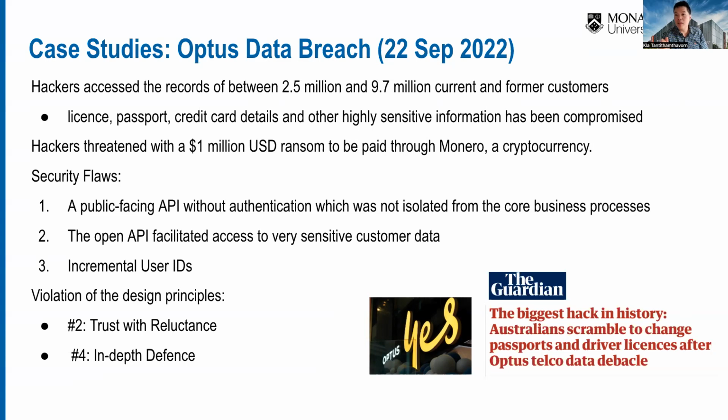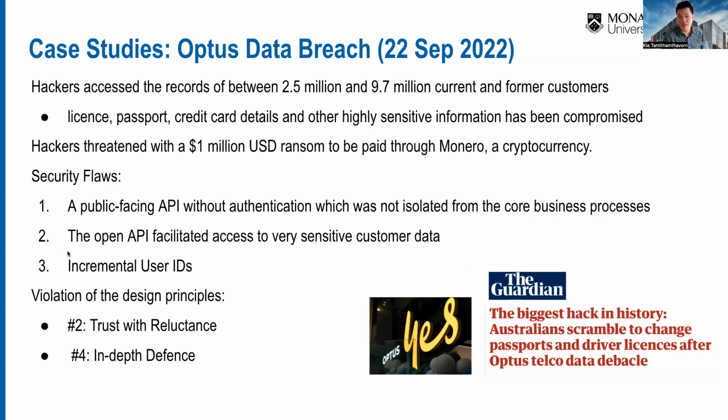Do you get what it means? I will explain again. Myself, as a hacker, I hack into the Optus system. I get the 2.5 million personal information. I send a message to Optus: hey, can you pay me $1 million in Monero? And then I will stop leaking the personal information. So that's what the hacker did in the past.